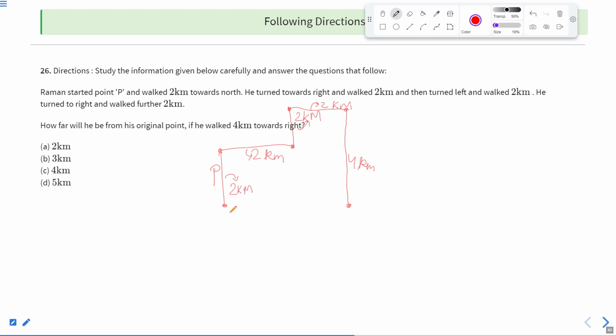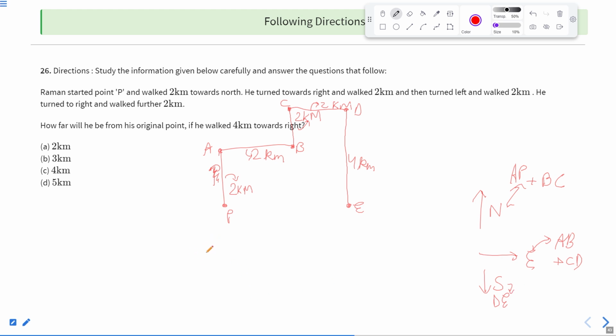Let's break this question down. We already have a point P here. Then A, C, D, E. Now he goes north and he goes east and he goes south. Northward movements are AP plus PC. His eastern movements are AB plus CD, and his southern movements are DE.